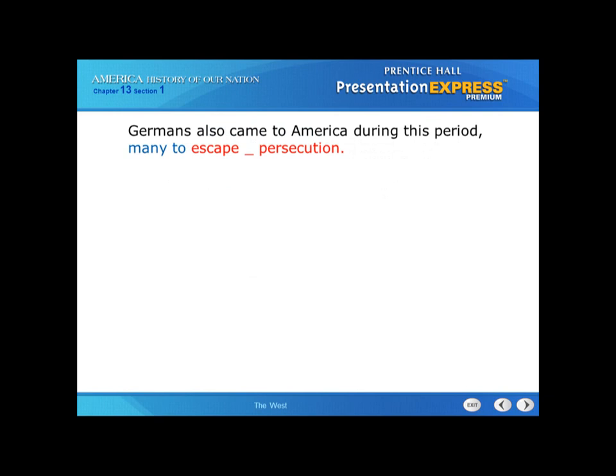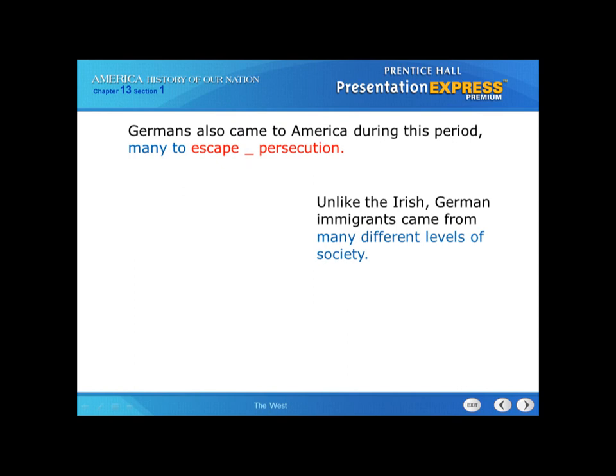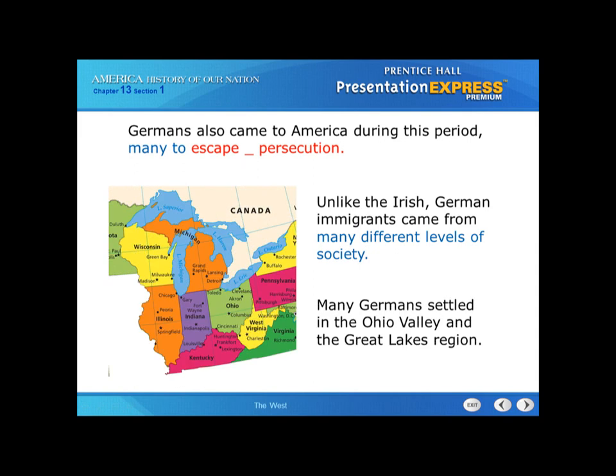Germans also came to America during this period, many to escape political persecution. Unlike the Irish, German immigrants came from many different levels of society. Many Germans settled in the Ohio Valley and the Great Lakes region. So again, we're talking about our state of Ohio and anywhere in the Great Lakes region. A lot of this would be the Northwest Territory.